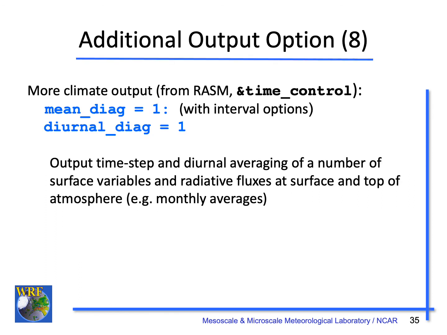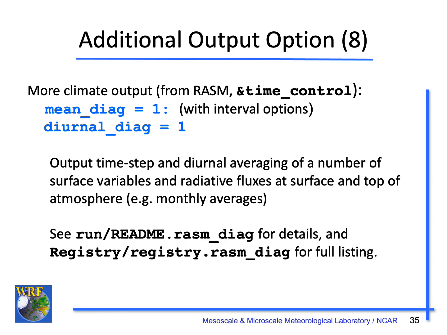Another option for climate diagnostics is the option to compute averages of the surface meteorological variables, surface fluxes, and radiative fluxes at the bottom and the top of the atmosphere over an interval set in the namelist. The option is contributed by the RASM group. RASM stands for Regional Arctic System Model. The interval could be daily or monthly. In addition, there is an option to compute diurnal averages, but this is only for monthly averages. More information can be found in the README file, and the fields can be found in the registry file. Data goes to output streams 5 and 6.